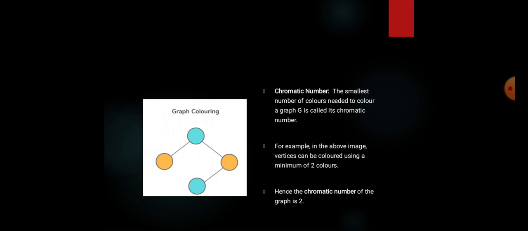Before doing this, we have to know an important term, that is the chromatic number. The chromatic number is the smallest number of colors needed to color a particular graph G. For example, in this image, the vertices can be colored with a minimum of two colors, for example blue and orange. So the chromatic number of this graph is 2.